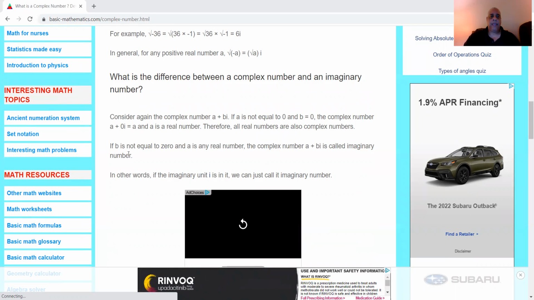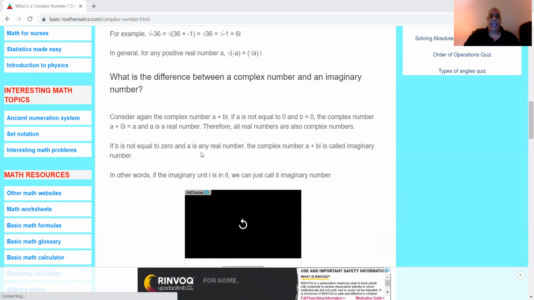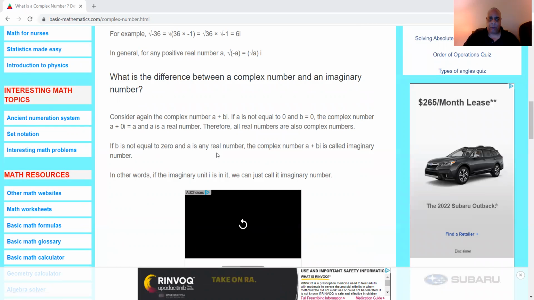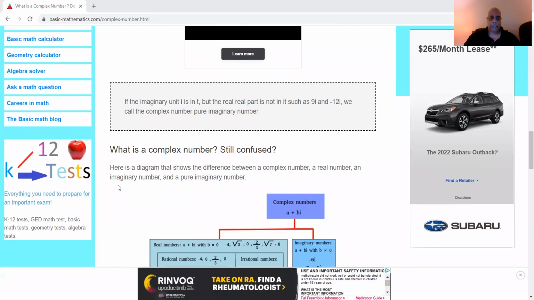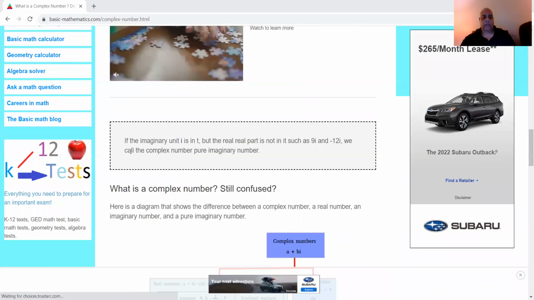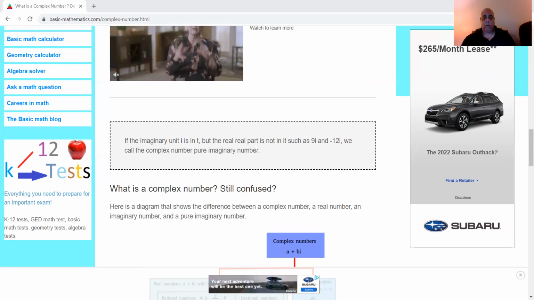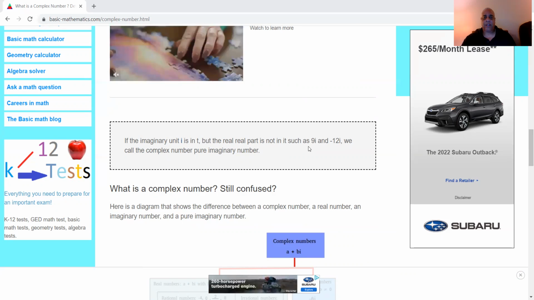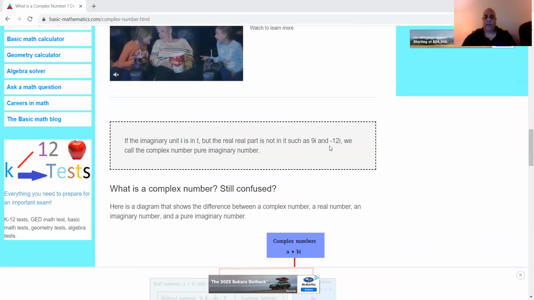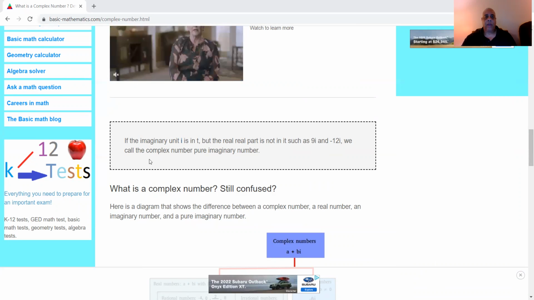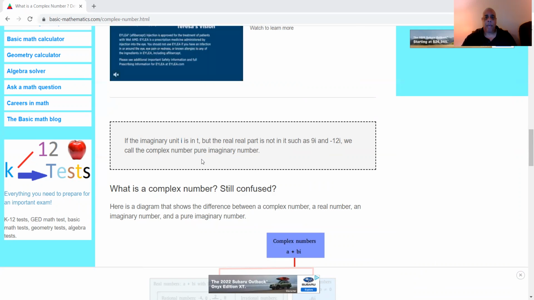However, if B is not equal to 0 and A is any real number, the complex number A plus BI is called an imaginary number. In other words, if the imaginary unit I is in it, we just call it an imaginary number. Now, let's take another example. If the imaginary unit I is in it, but the real part is not, such as 9I and negative 12I, we call the complex number a pure imaginary number.